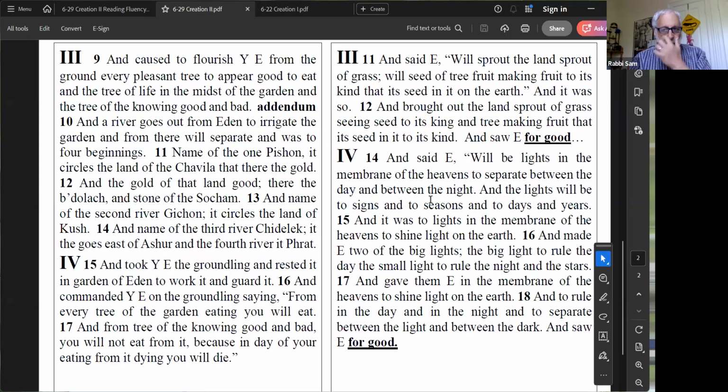And when we get done with all of this, we're going to look at the parallelism between the opening 3 steps of creation and the closing 3 steps of creation. That is 1, 2, 3 verses 4, 5, 6.